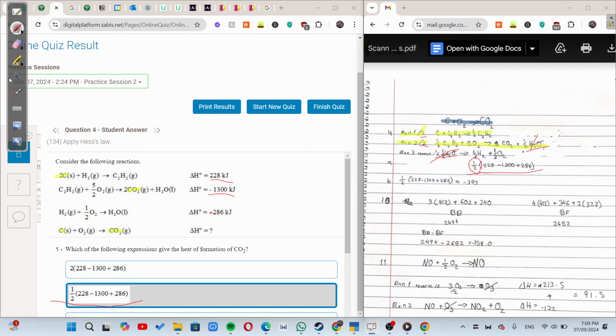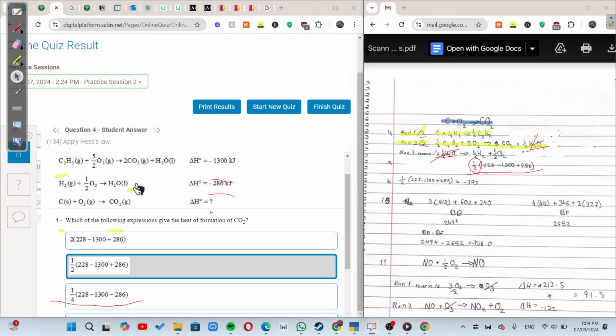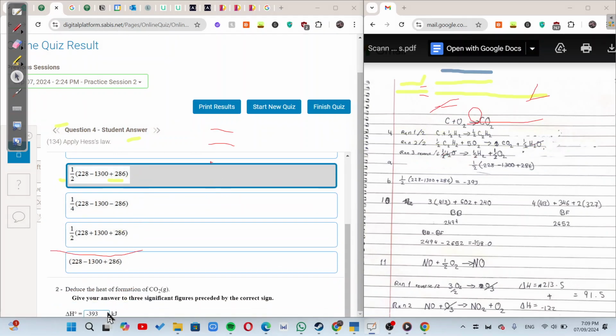Now to get the answer to part B, which is here, just put this into your calculator. You're going to get the answer, negative 393. Okay, so now moving on to the next question.